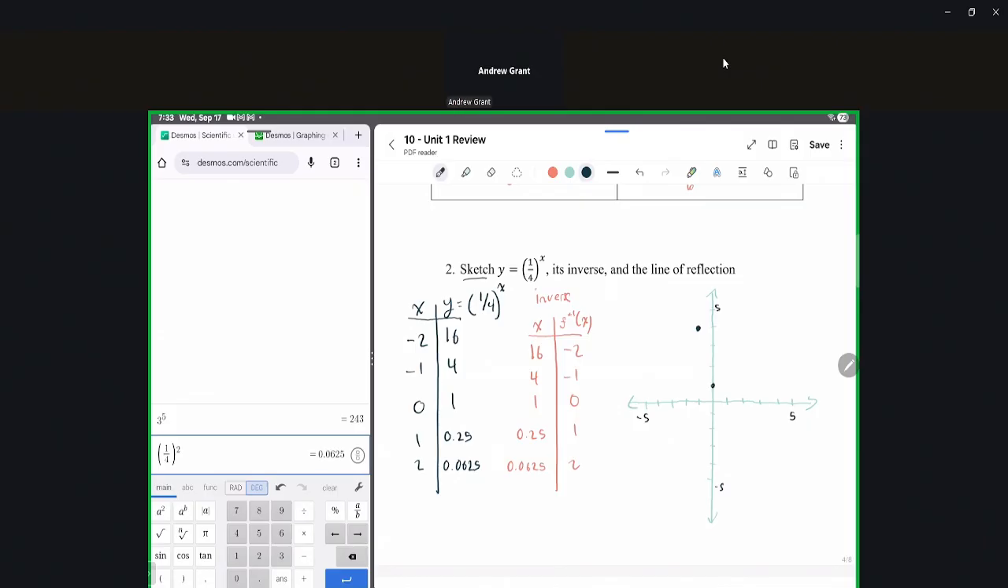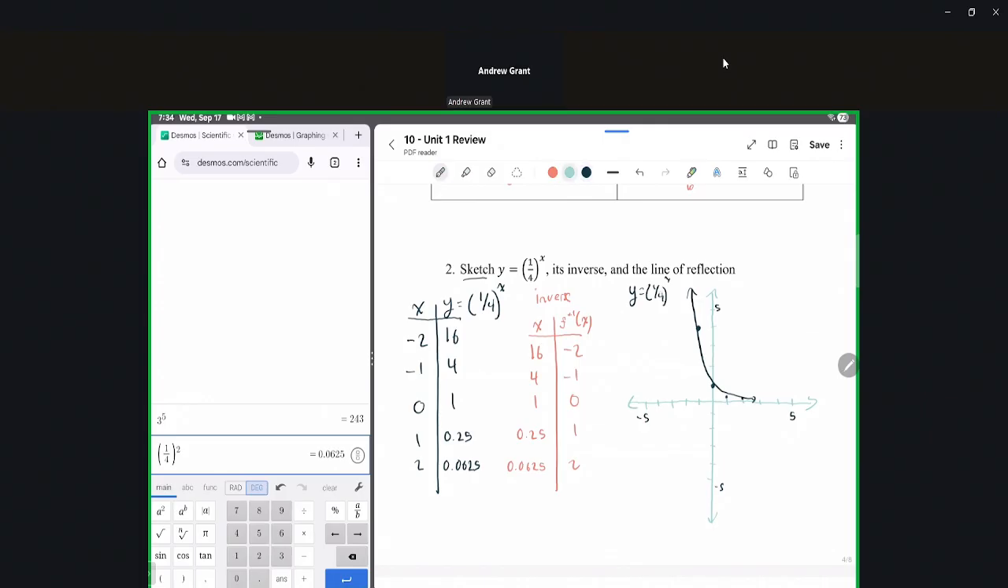Next one is 0 comma 1, which is there. Next point is 1 comma 0.25, which is there. And the next one here is 2 comma 0.0625. So there it is here. So here is this particular curve, and it has asymptotic behavior, meaning that as x approaches positive infinity, it just tends towards 0. It doesn't quite get there. So we'll label this the black function here, y is equal to 1/4 to the power of x.